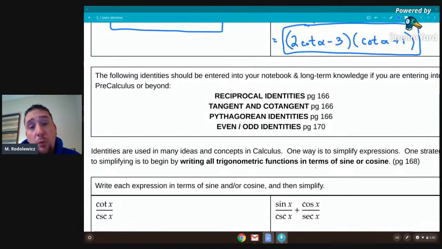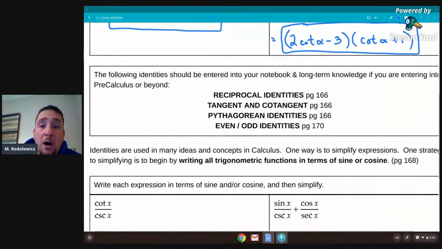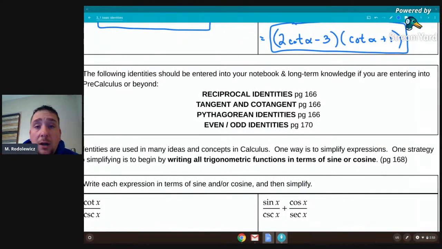If you don't have the book with you for whatever reason, you log into MATLAB, and the e-text is available there. What's nice is you can just type in the page number at the top and it brings you right there. So these are common trigonometric identities, right, that you need to be familiar with. Please enter them into your notebook. Commit them to your long-term knowledge if you are going into any type of mathematics, science, STEM field.